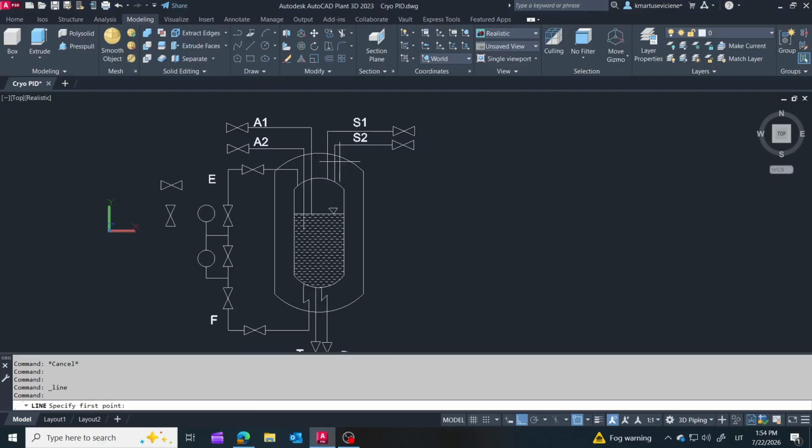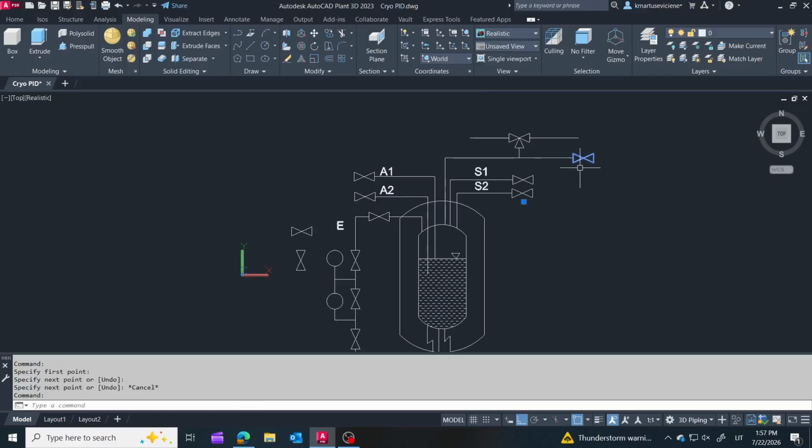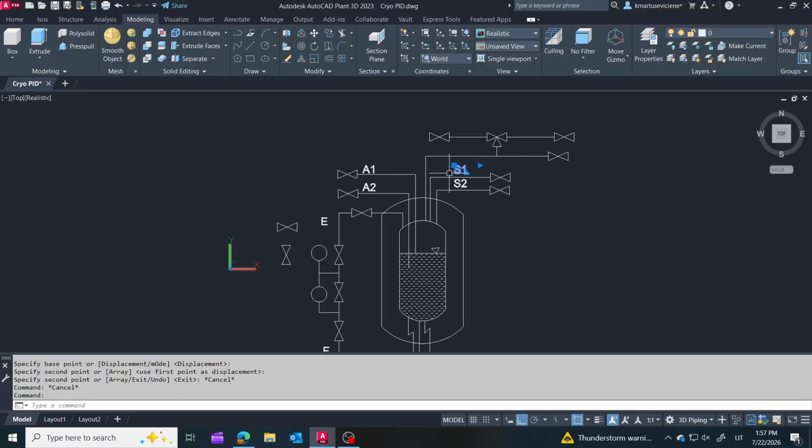Next, I'm adding the safety relief connection. Even with excellent vacuum insulation, some heat will always enter the tank, causing a small amount of liquid nitrogen to boil and increase the internal pressure. If that pressure rises above the design limit, the safety relief valve opens automatically and safely vents nitrogen gas to prevent overpressure. This is one of the most important safety features of any cryogenic storage tank.